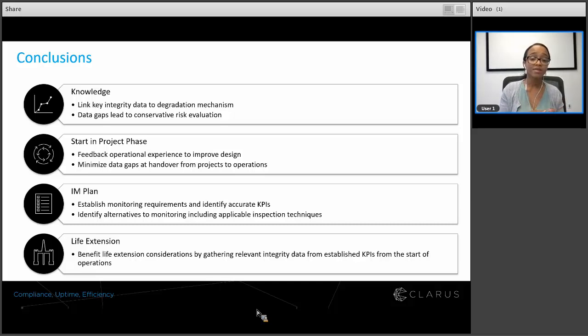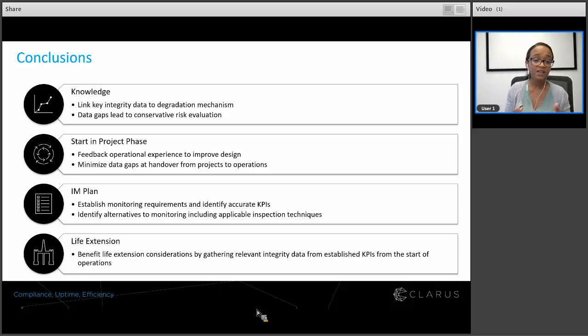Documenting monitoring requirements and identifying accurate KPIs in your IM plan, as well as identifying alternatives to monitoring when applicable for inspection techniques. As I mentioned before, the cost and risk associated with inline inspection are typically a deterrent for implementation, but there are things that we can do and evaluate to build up to that, such as doing NDE of several tiebacks to identify if any is required for inline inspection and then prioritize that field as opposed to doing ILI on every single tieback to a facility.